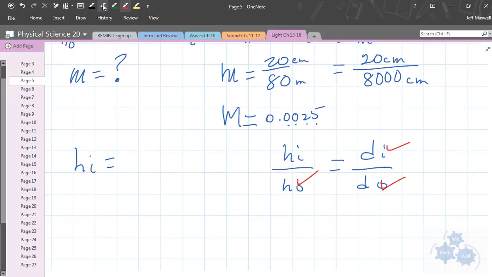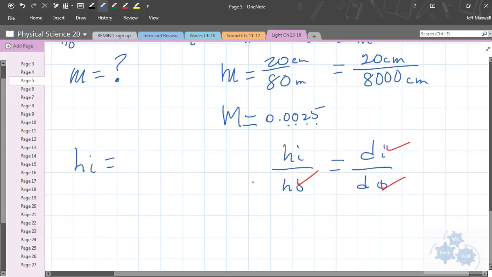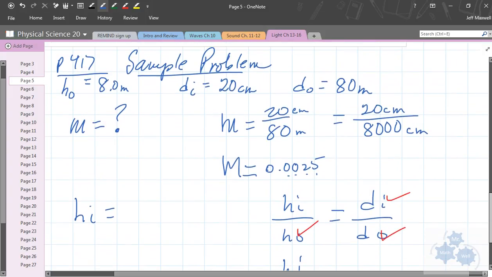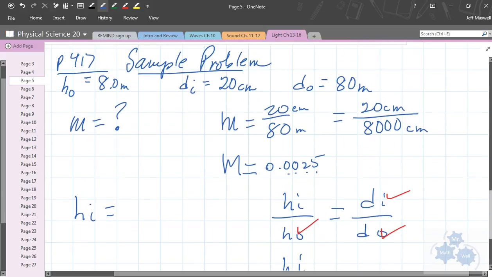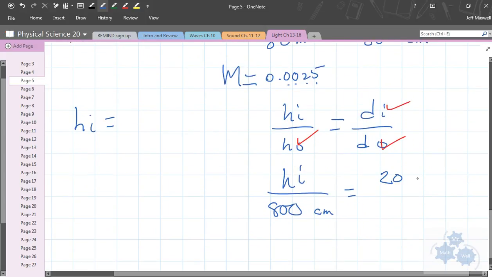So let's do that. They do have to be in the same units, yeah. We're going to make sure they're in the same units. And then we can convert back at the end if we want. So HO is here. What's the height of the object? 8 meters. So let's do everything in centimeters. So what's 8 meters in centimeters? 800. Very good. The distance of the image we said was 20 centimeters. And the distance of the object was 8,000 centimeters.